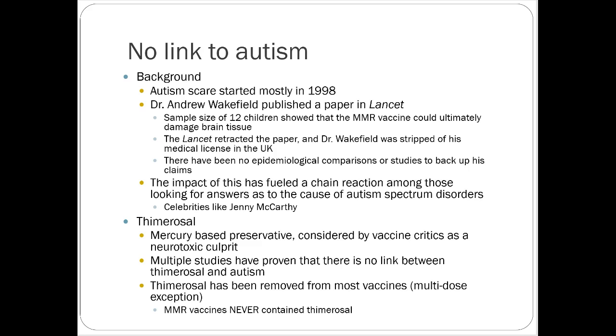So what he did was publish a study with a sample size of 12 kids that showed the MMR vaccine could damage brain tissue. Really tiny study, really obscure result, right? It wasn't even that it causes autism. The Lancet ended up retracting the paper, and Dr. Wakefield ended up getting stripped of his medical license in the UK because he falsified data and couldn't replicate it into results. So you're wondering why he might have done that.